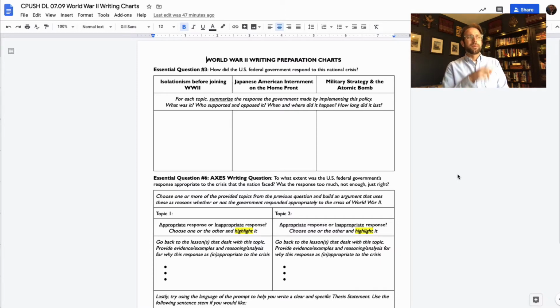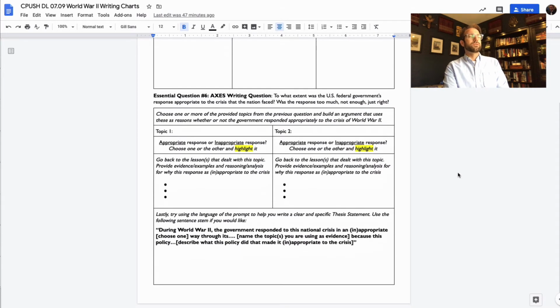During the war, I'm providing a decision that happened on the home front and a decision that happened abroad. One response was putting Japanese Americans in concentration camps. That was at home. A decision abroad was the use of the atomic bomb, or our military strategy, which you had a lecture on. For that chart for question number 3, you are just summarizing what each of these were, so you can aggregate ideas on what you're ultimately deciding was the appropriate decision or not, in either direction, which leads us down to number 6, which is of course the axes prompt.